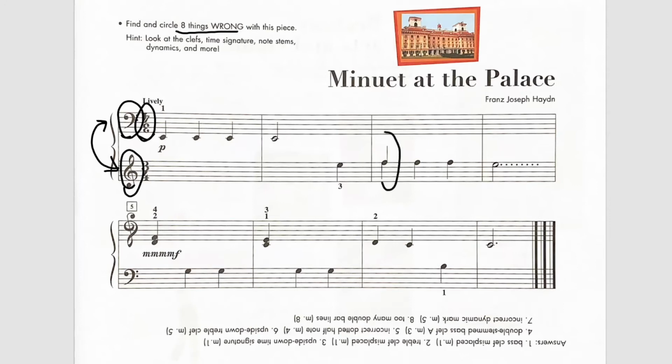How about this note right here? This note has 2 stems. It has one stem pointing up and one stem pointing down. That does not look quite right. Okay, together we have found the first 4 mistakes in this music, and there are 4 left.